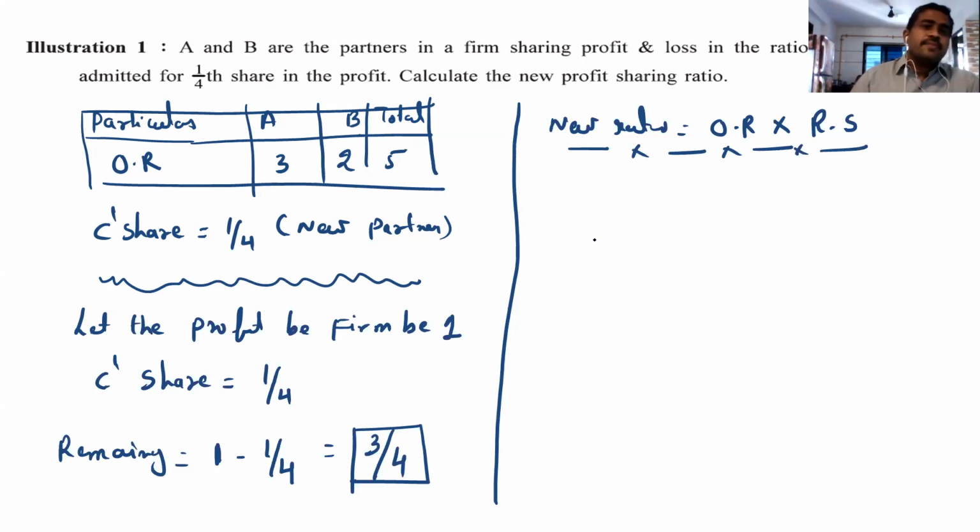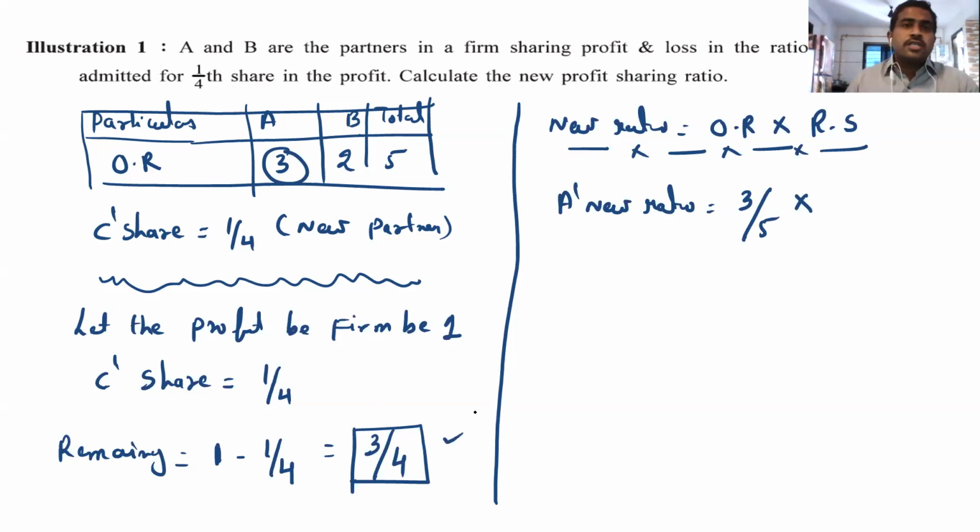So let's see. First comes A's new ratio. I want to find A's new ratio. So what is A's old ratio? 3 and 5, so 3/5. And what is the remaining share? We are left with how much now? The total share is 1. Out of 1, already we have given C 1/4. Now we are left with 3/4, that is 4 minus 1. So 3 threes are 9 and 5 fours are 20.